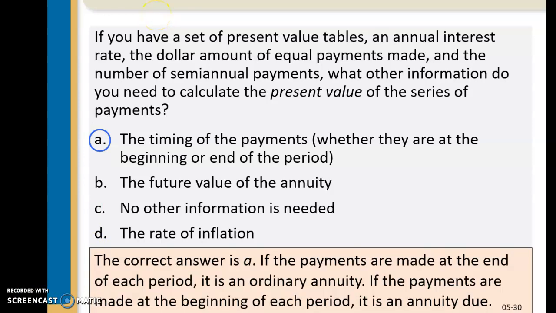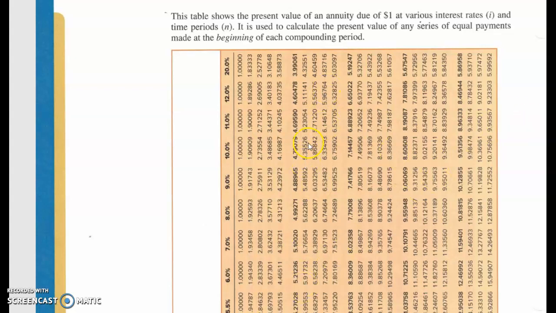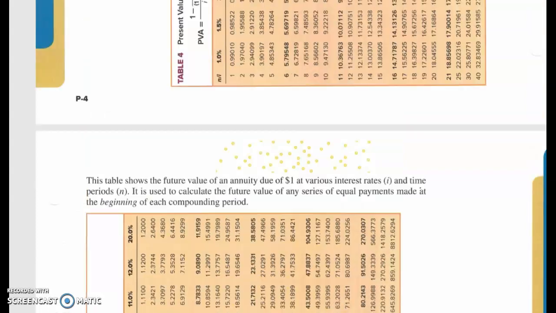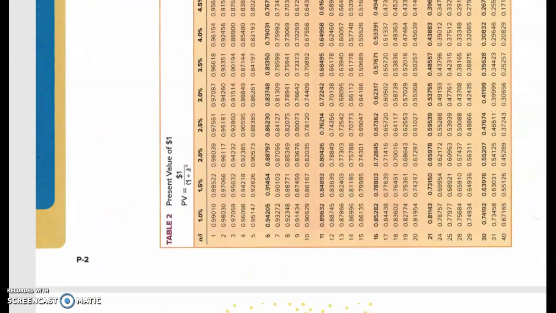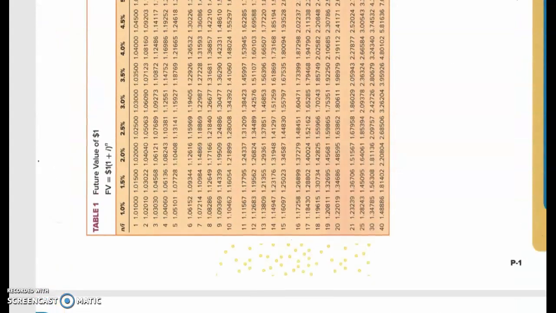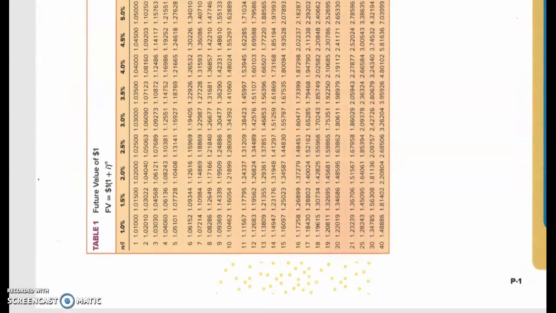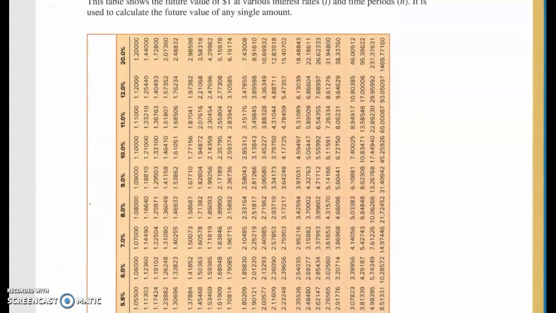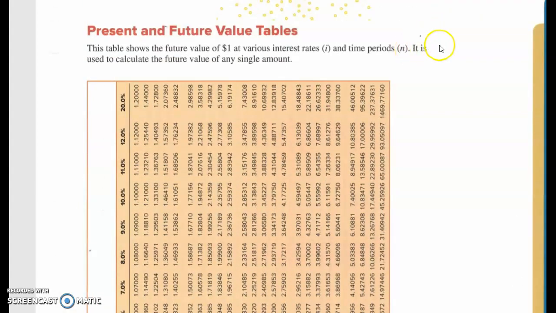Before we go on to the next slide, I'd like us to take a look at the 6 future value and present value tables shown in the back of your textbook. I've got them flipped on their sides so you can read this section right here. This is table number 1, future value of $1. If you read what it says up here, it is used to calculate the future value of a single amount.